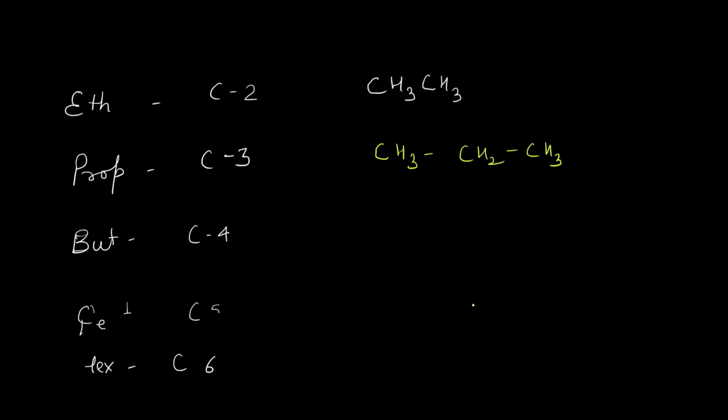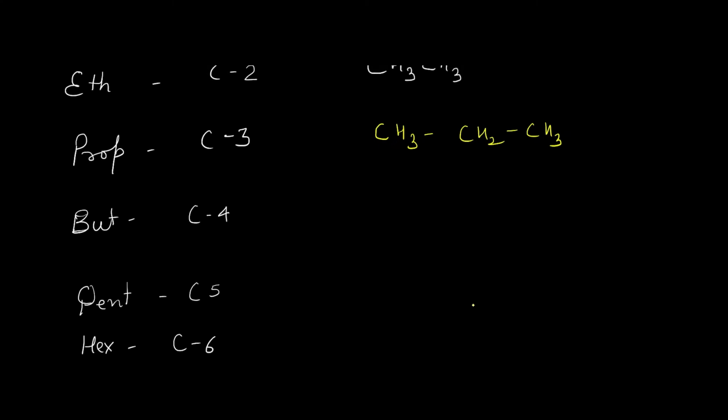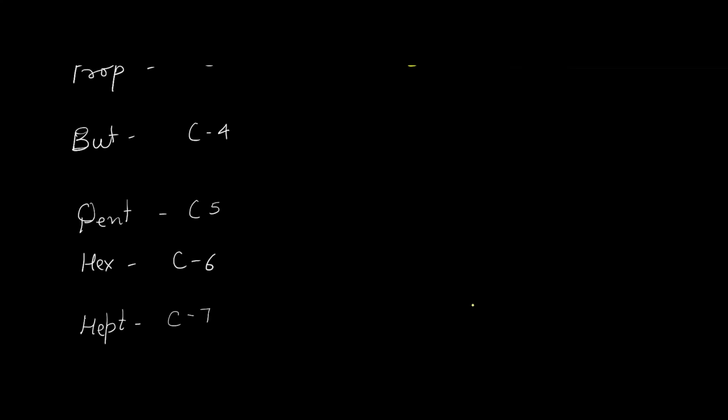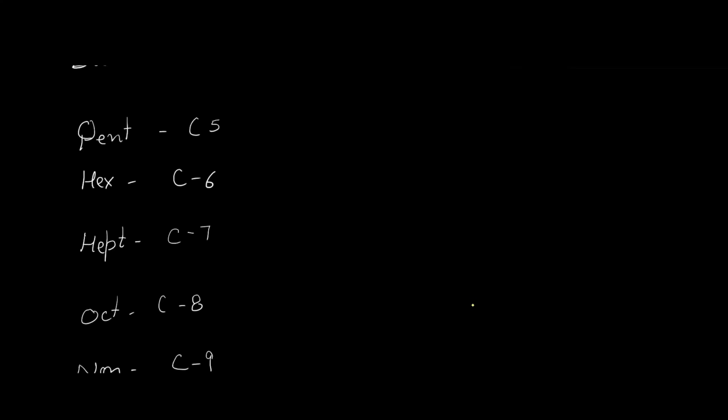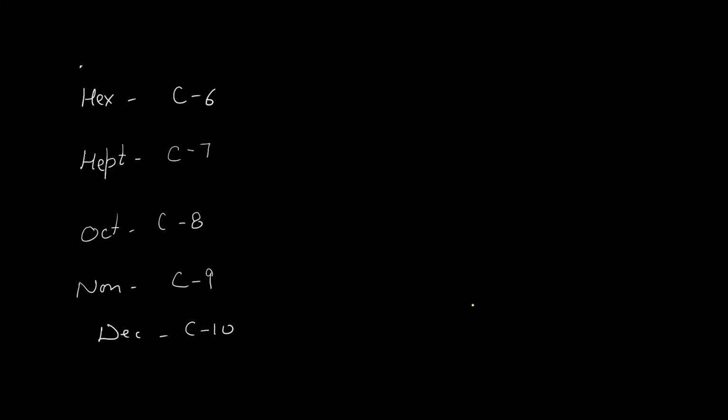Depending upon the number of carbon atoms in the longest chain, we will first write the word root. That is meth, eth, prop, but, pent, hex, depending upon the number of carbon atoms. Hept for 7, oct for 8, non for 9, dec for 10. At the grade 10 level, we need only up to 10 carbon atoms. So I will be discussing only up to dec. Dec means the maximum number of carbon atoms is 10 in the longest chain.